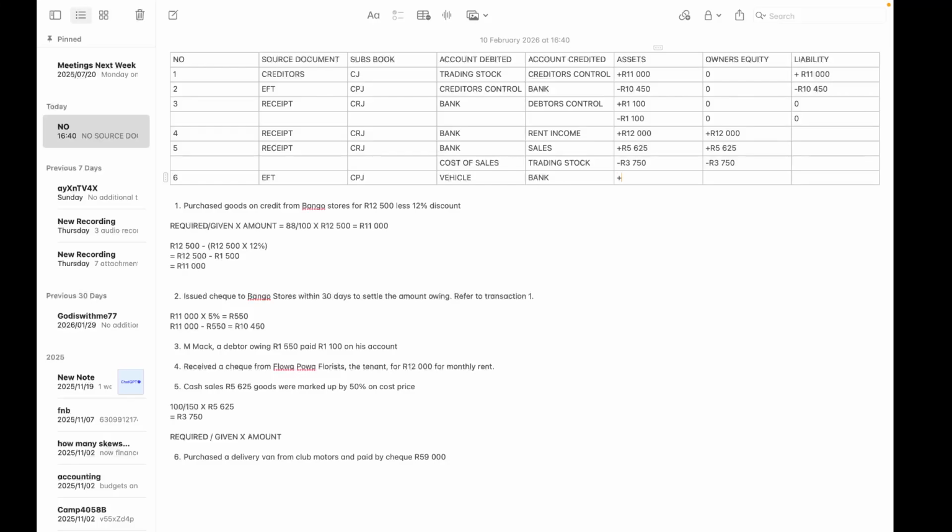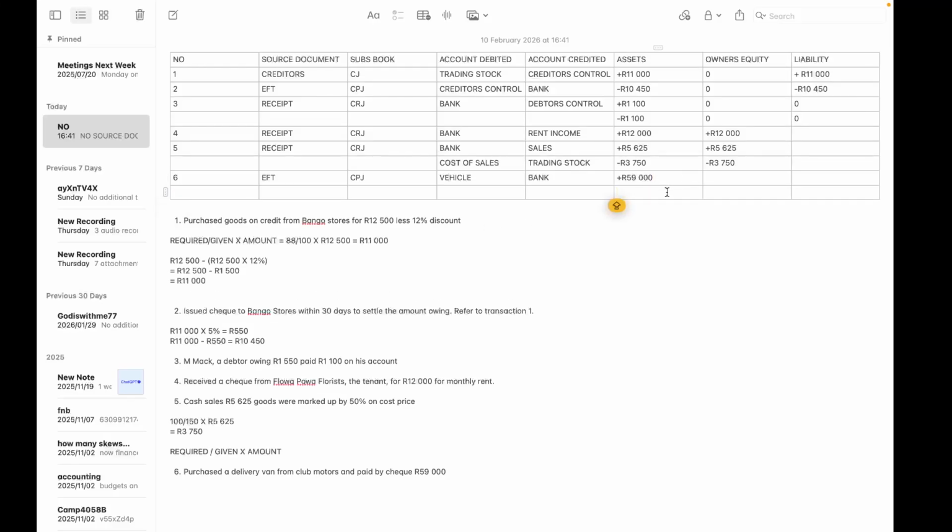Then we're going to have plus 59,000 for the vehicle, and minus 59,000 for bank, because money is coming out of our bank account. All right, so as you can see here, guys, this is part 1 of accounting equations, and basically us knowing which element affects what and what increases and decreases.